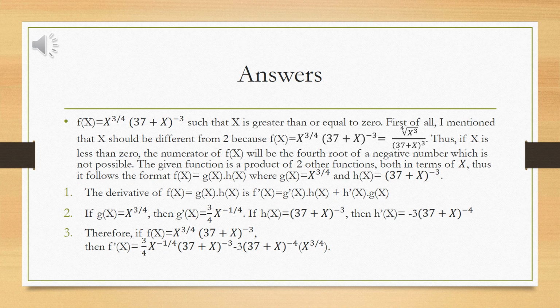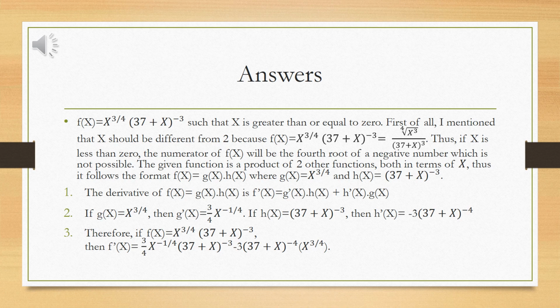x to the 3 over 4 times 37 plus x to the minus 3, such that x is greater than or equal to 0, is a product of two other functions, both in terms of x. Thus, it follows the format f of x equals g of x times h of x, where g of x is x to the 3 over 4, and h of x is 37 plus x to the minus 3.